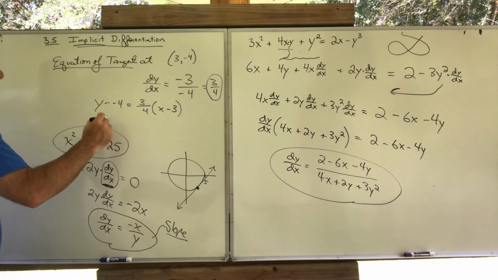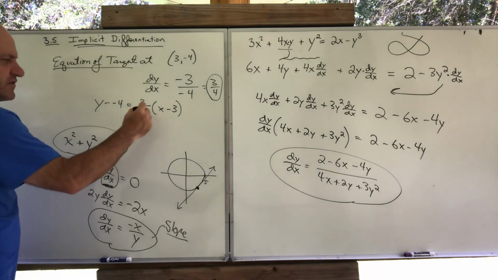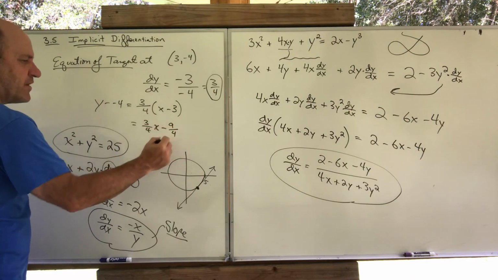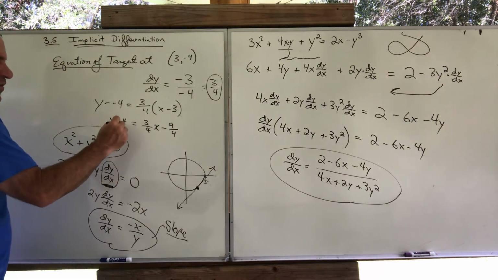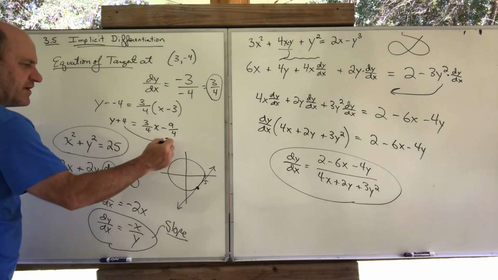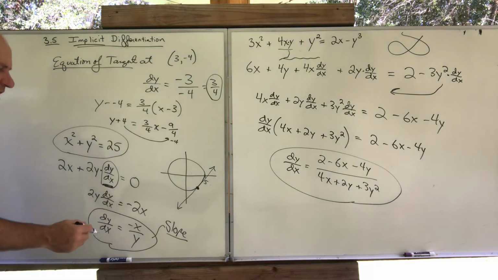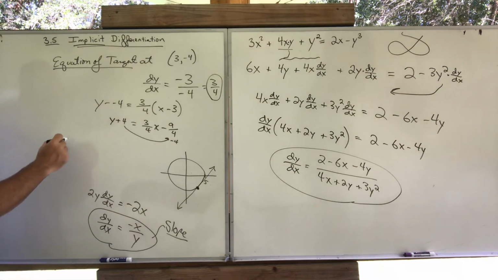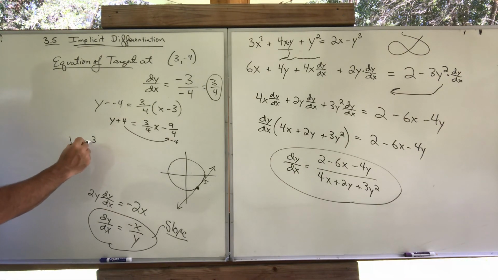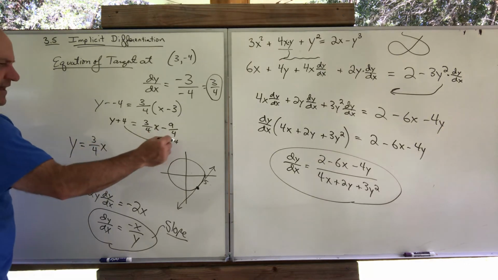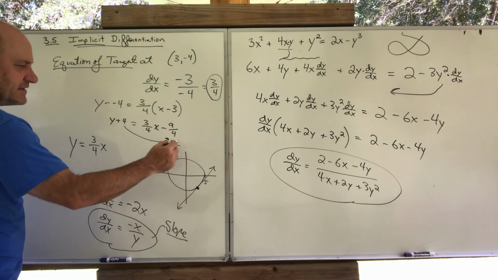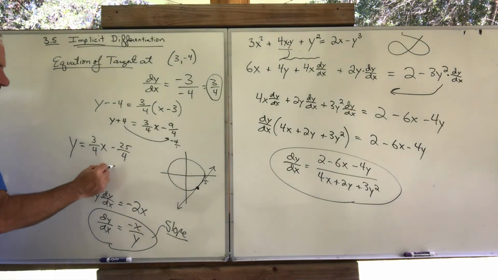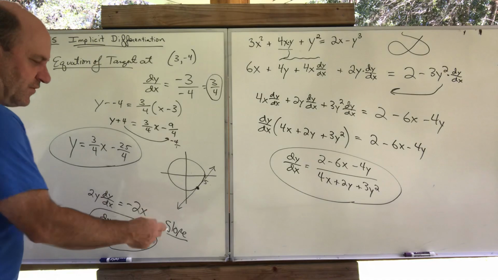I'll just clean that up. That's y plus 4 equals, I'll distribute this, 3/4 x minus 9/4. This is y plus 4, so I'll subtract this 4 over here. Subtracting a 4, I'm working my way into a corner, but the equation of that tangent line is 3/4 x, what am I doing? Let's get a common denominator, minus 25/4. Cool.